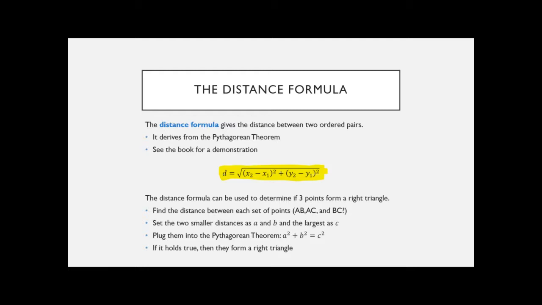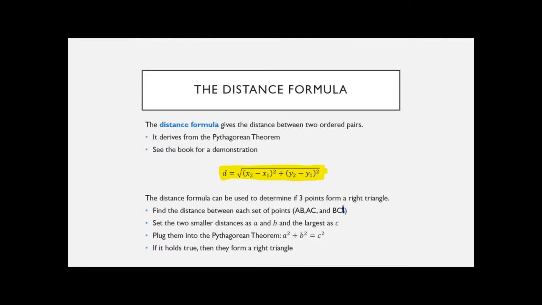One way we can use the distance formula is to determine if 3 points form a right triangle. So if you've got 3 points, A, B, and C, you need to find the distance between each of those. I don't know why I have a question mark here; I must have accidentally hit that when I was typing. The distance between A and B, the distance between A and C, and then the distance between B and C. So you get 3 sides, basically.